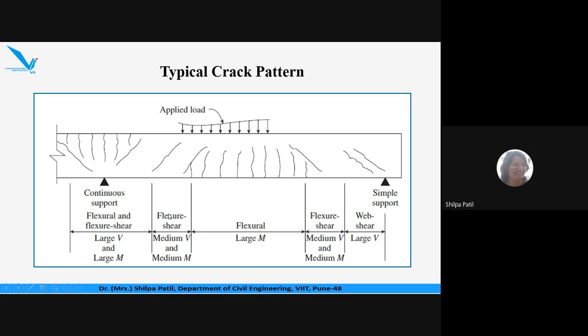In the second region, or even in this region, the cracks which are developed are because of the action of both bending as well as shear. So these cracks are called flexure shear cracks.